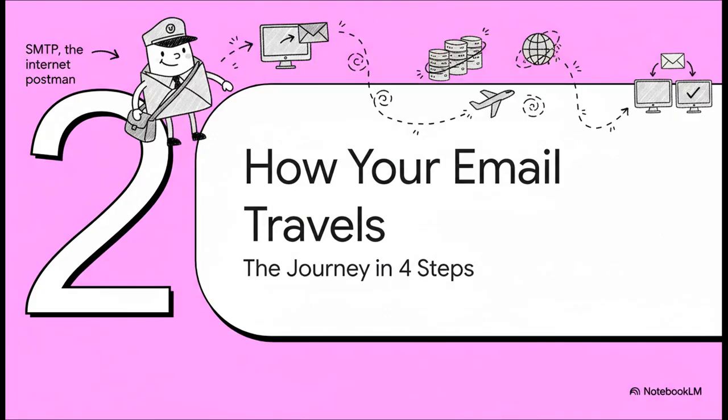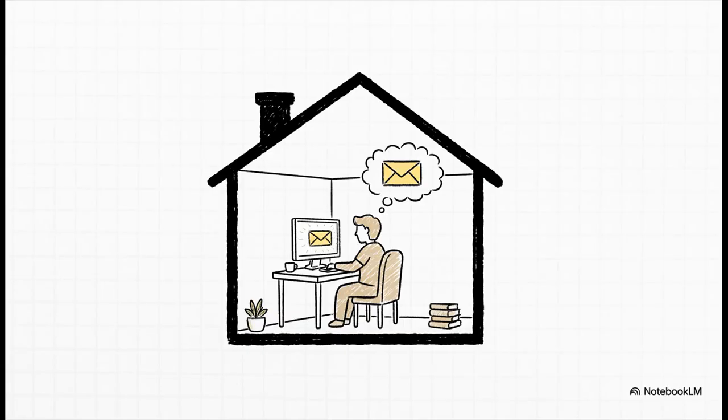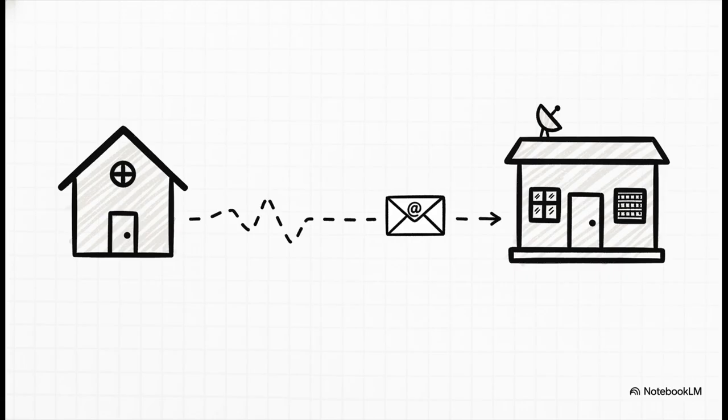Okay, so now that we've met our internet postman, SMTP, let's actually follow him on his route. We can break down this whole complex journey into just 4 really simple steps. First things first, let's start right where you are. For our little story here, your computer or your phone, that's your home. It's the place where you write your message. Now, when you send that email, it doesn't just fly straight to your friend. Nope. Its very first stop is your mail server. Just think of this as your neighborhood post office. It's a special computer that your email provider, like Gmail or Outlook, uses to collect all of your outgoing mail.